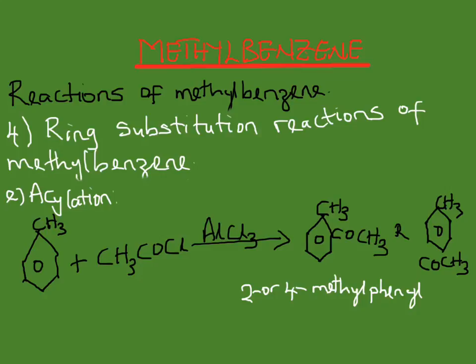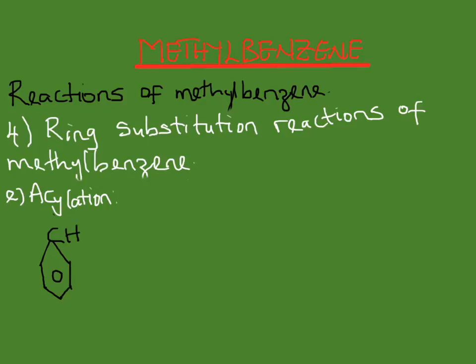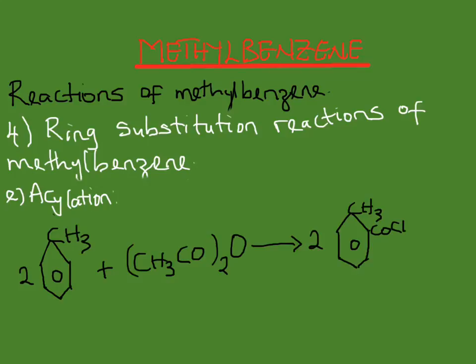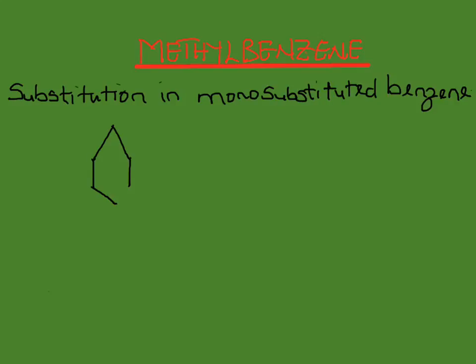Going to give us 2,4-phenylethanol. We also have an example there, reacting with an acid anhydride, for example, it's going to give us 2,4-phenylethanol again. And the next thing we'll be looking at is substitution in mono-substituted benzene.